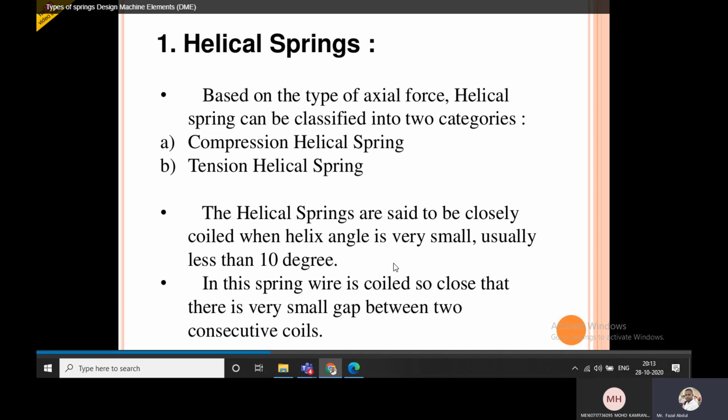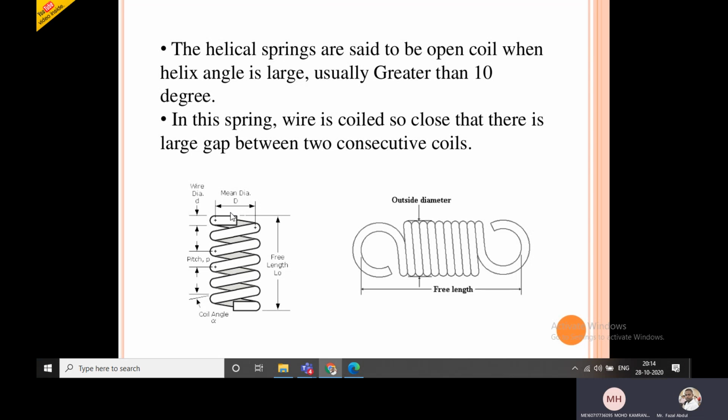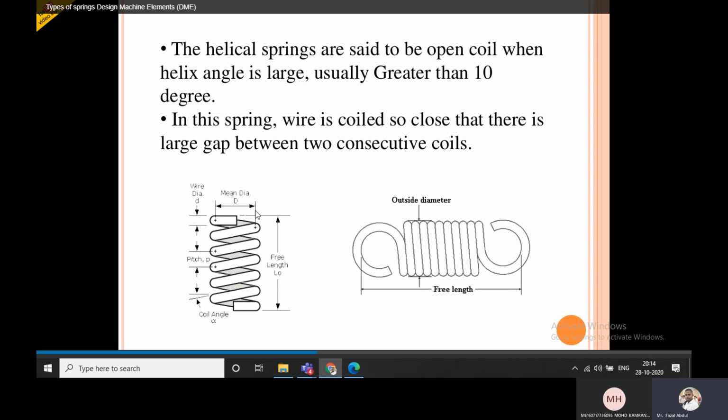At the bike stand, you can find this type of spring. This is the helical tension spring. This is the helical compression spring. Whatever parameters are written on the spring, those you need to calculate. That is the design of the spring. Whatever parameters are represented on the spring, only those you need to calculate here.